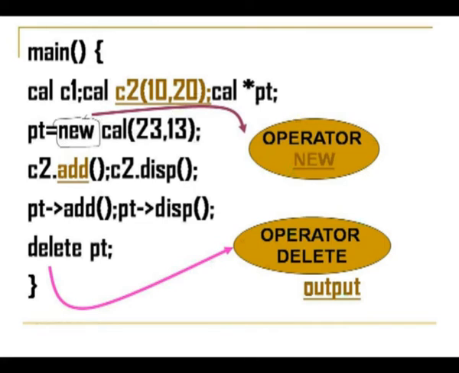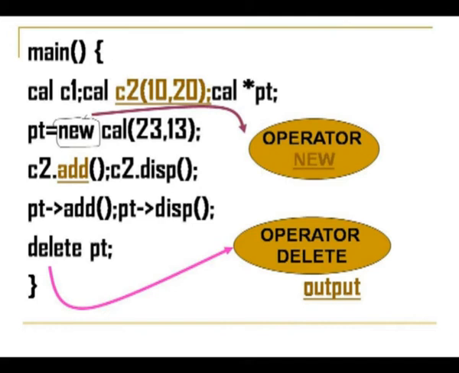Then this is a pointer variable. We know that when we use a pointer variable we cannot have the dot operator. We have this arrow operator to access the members of the class. So using this pointer variable we are going to give pt->add and pt->disp. So this add function is going to add these two variables 23 and 13 and the display function will get the result. Now we will see the output.